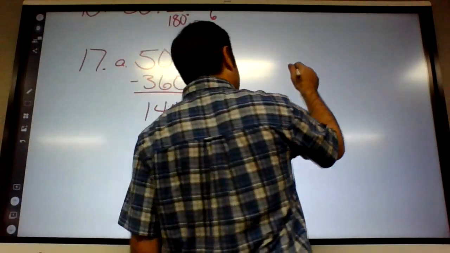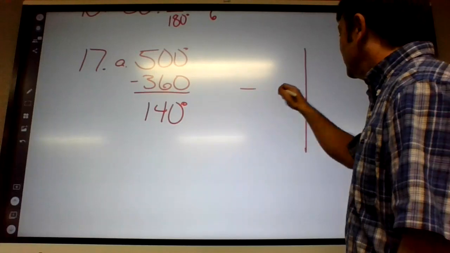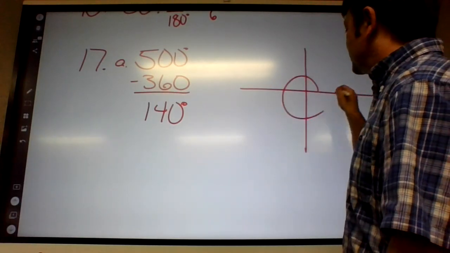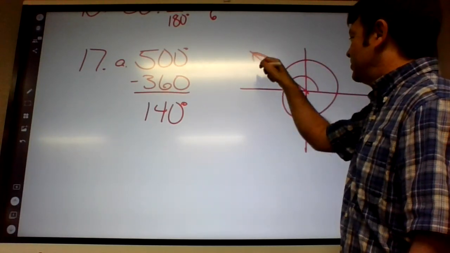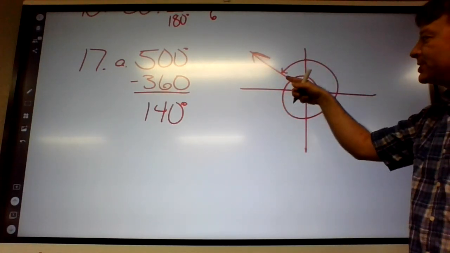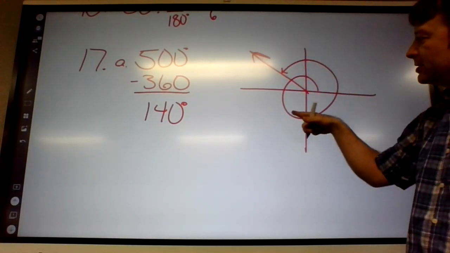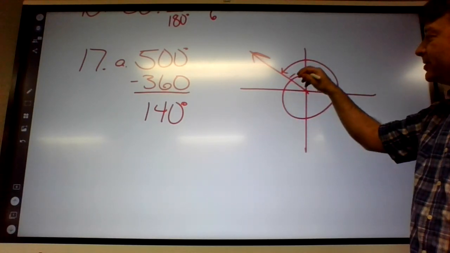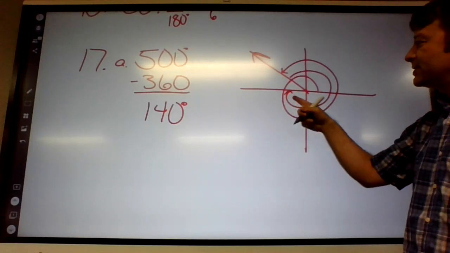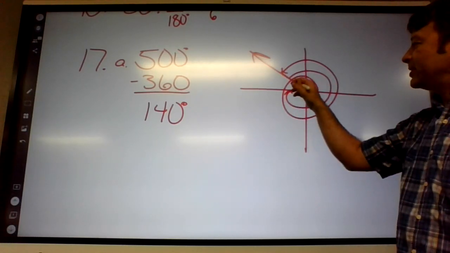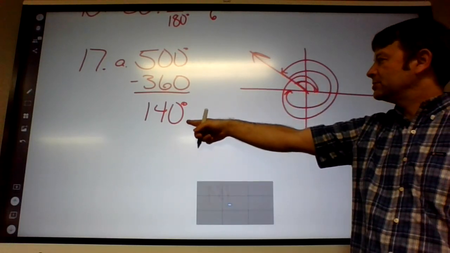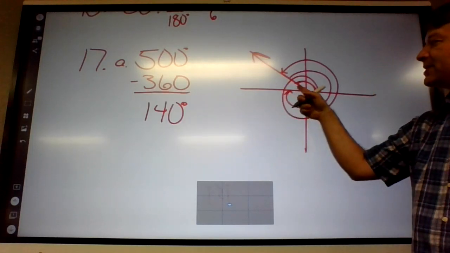Are you guys visualizing this in your head? Yes. So 500 degrees looks something like this. It goes around more than once because it's more than 360. So when you subtract 360, it goes backwards 360, so it would be just this angle from here to here, 140. But it stops at the exact same spot.